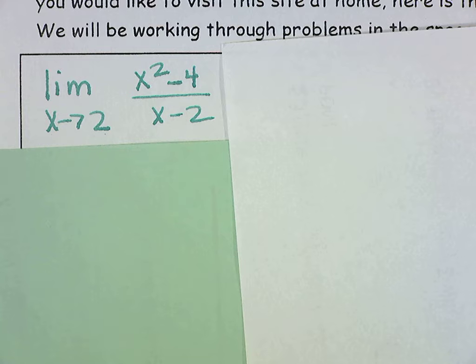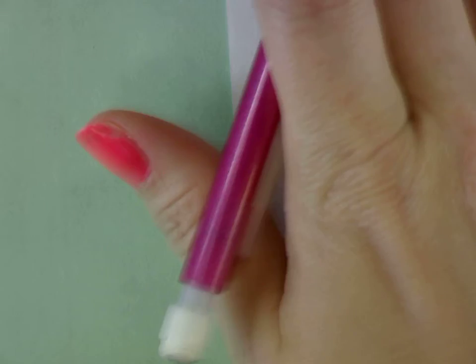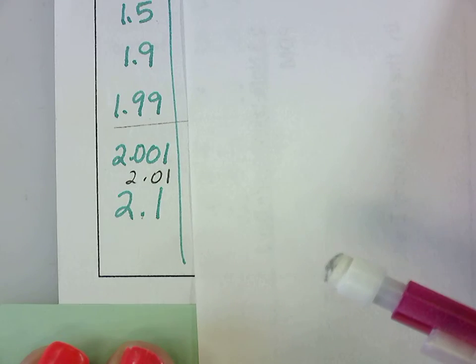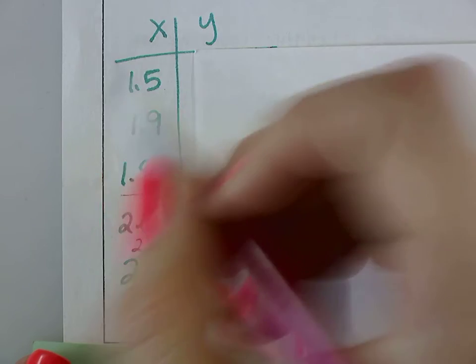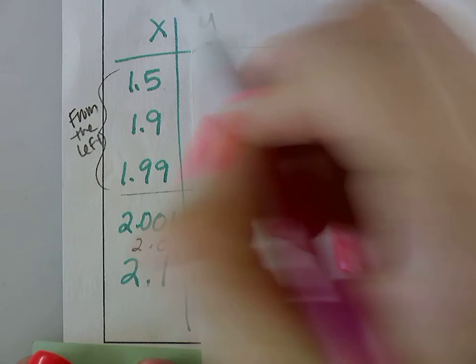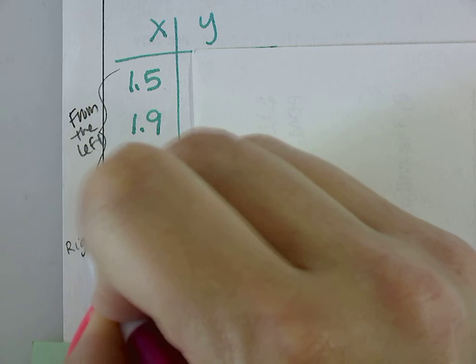So what we're going to do is we're going to make a table. Now, we can see this is the limit as x approaches 2. So it's good to have a few values from the left and from the right. Okay, so this is just one way that you can write it. You do want to have different decimal places. This would be approaching from the left. Okay, which if you're approaching from the left, it's going to be lower than the value. If you're approaching from the right, it's going to be higher.